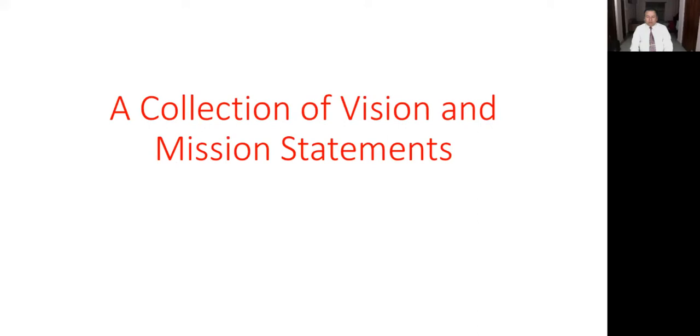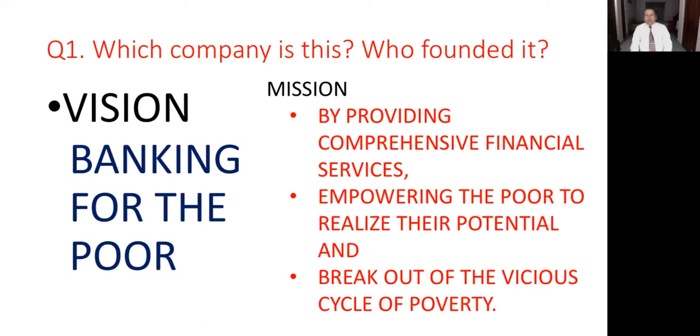So let's start with a few of the collection of vision and mission statements. Which company is this? Who founded it? Think about it. Vision is banking for the poor. And mission is providing comprehensive financial services, empowering the poor to realize their potential and break out of the vicious cycle of poverty. Why I started with this example is that this goes to the idea of the stakeholders' value maximization concept. So if you have figured out, this is Grameen Bank in Bangladesh.